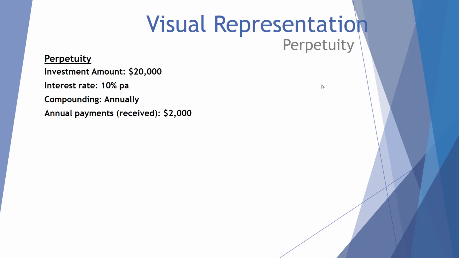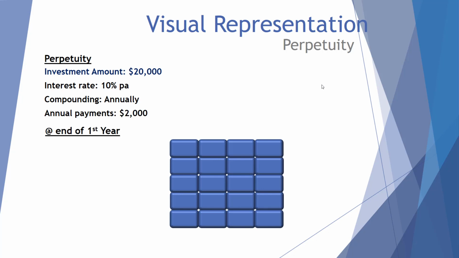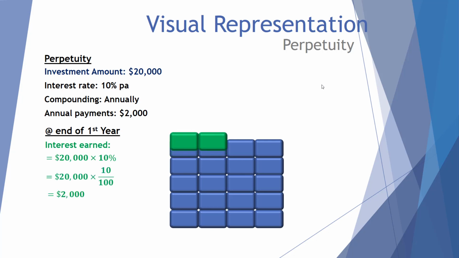Finally, let's have a look at the perpetuities. So we start with $20,000. At the end of the first year, there is interest earned on our account. So 10% again of $20,000. That earns us $2,000. So we started with $20,000, the blue rectangles. And then at the end of the first year, we've earned another $2,000, the green rectangles.